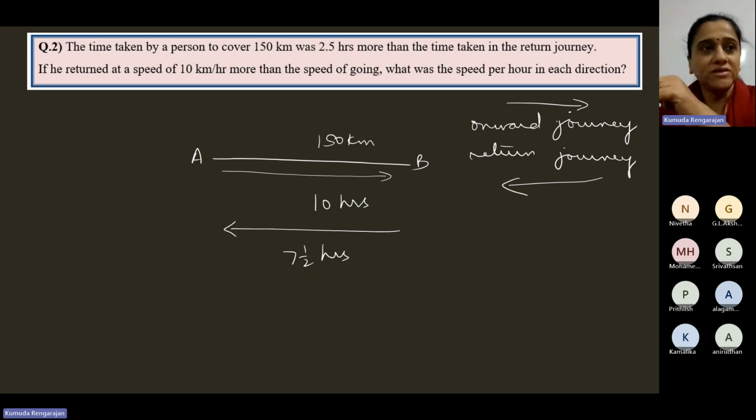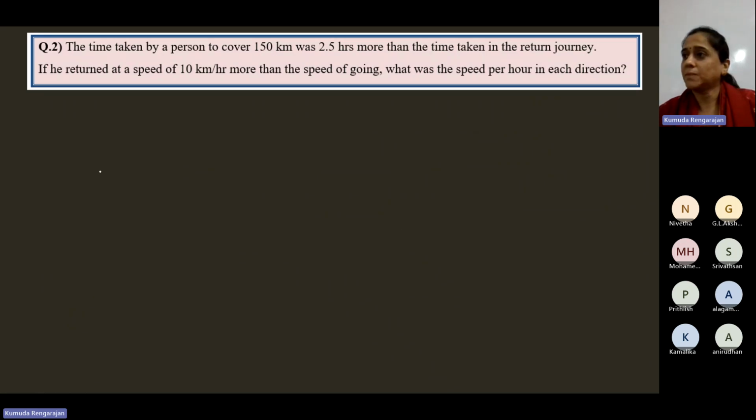So if the time taken is more in the onward journey, the speed is less there. The speed is more in the return journey. That's why it takes less time there. The return journey speed is 10 kilometers per hour more than the speed of going. What was the speed per hour in each direction?